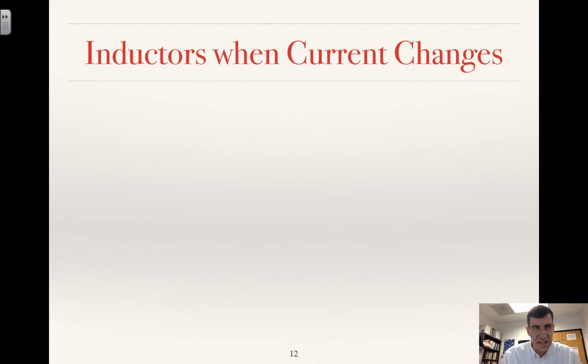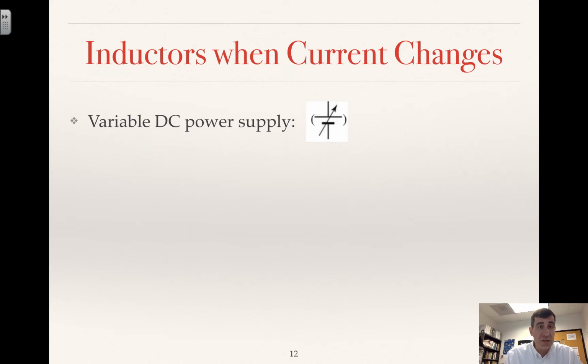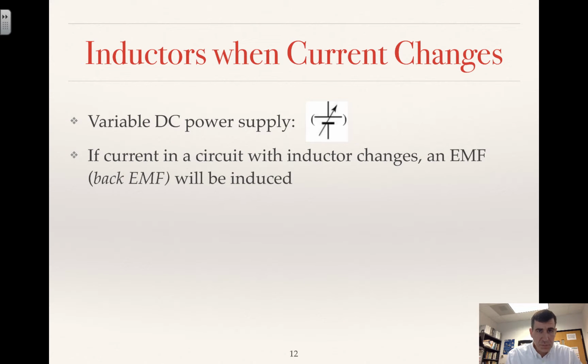Alright, so what happens then? Let's say we have an inductor. We put it in a circuit, and the current changes. So imagine we have a variable DC power supply. The circuit symbol for that looks like the DC power supply or the battery, but the little arrow here means that it's variable.